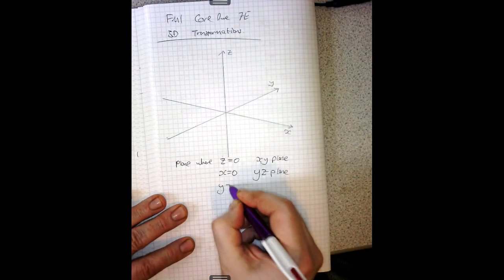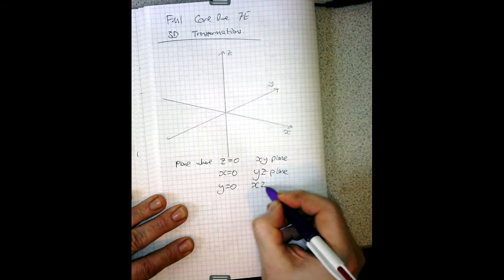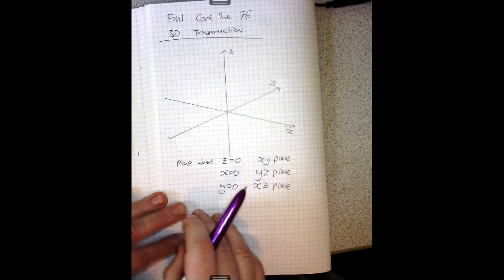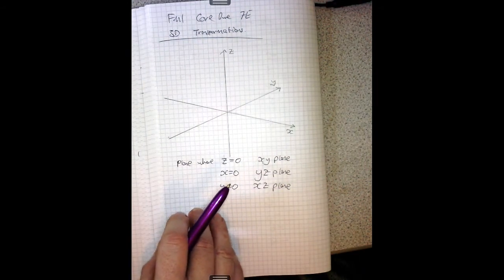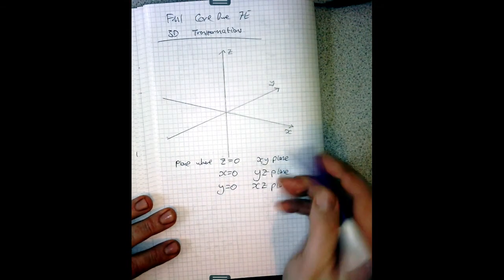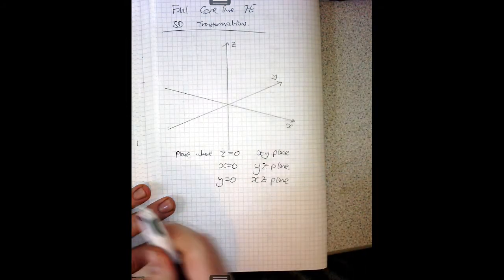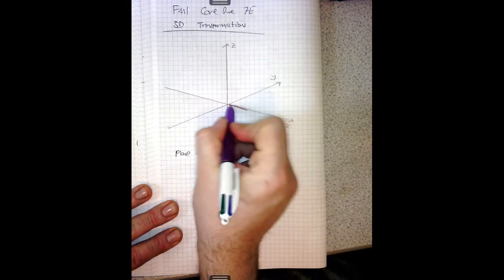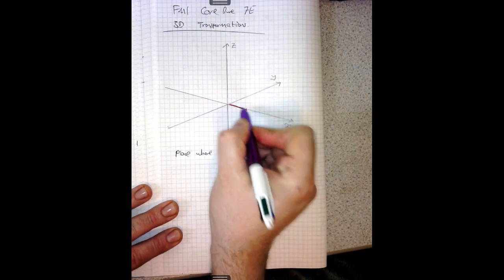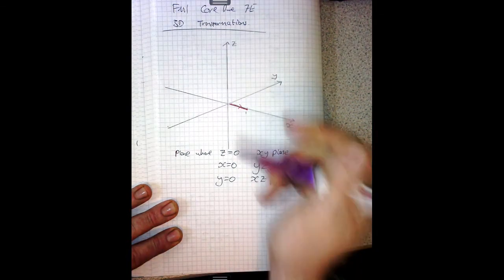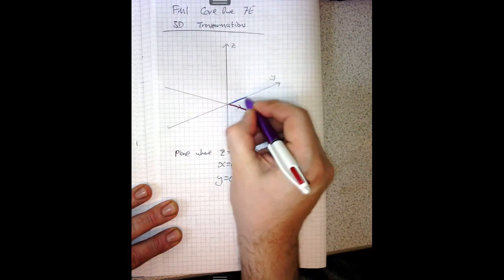Now, I can represent reflections in those planes in exactly the same way as I can in 2D by considering what happens to those unit vectors. So I consider 1, 0, 0, I consider 0, 1, 0, and I consider 0, 0, 1, in exactly the same way as we consider those unit vectors in 2D.